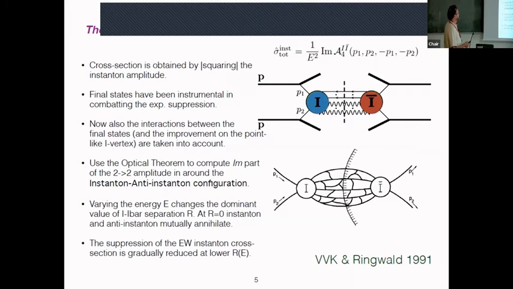So this is the approach which was first used by Ringwald and myself in '91, applied to the electroweak instantons, and here we are going to use it for QCD instantons. The actual instanton anti-instanton configuration is defined following what's called the Valley method, and that was invented by Yung somewhere in the late 80s. Good.